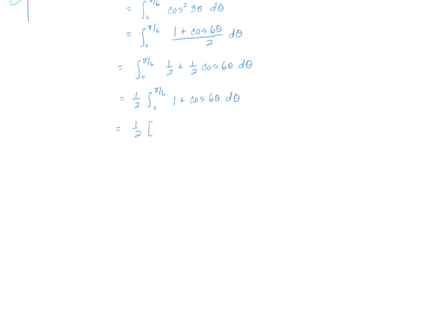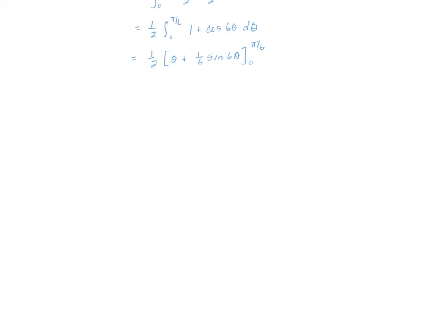Which gives me theta plus 1/6 sine of 6 theta. And then I'm going to be evaluating that from 0 to pi over 6. Again, you didn't have to do that. I have a 1/2. Let's see, if theta is pi over 6, sine of 6 times pi over 6 is sine of pi, which is just 0. And then minus 0. Okay. It looks like it's just pi over 12.